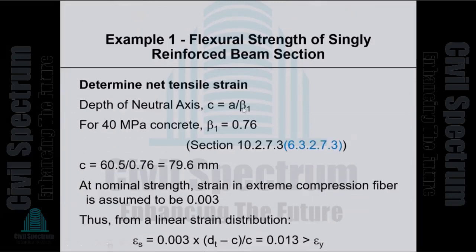The neutral axis depth is stress block depth divided by beta sub 1. Remember, the stress block depth is beta sub 1 times C, the neutral axis depth. Beta sub 1 varies from 0.85 up to 28 MPa, and after 56 MPa, it levels off at 0.65. We are at 40 MPa, which is between 28 and 56. So by linear interpolation, beta sub 1 comes out to 0.76. So neutral axis depth for a 60.5 millimeter stress block depth comes out to 79.6 millimeters.